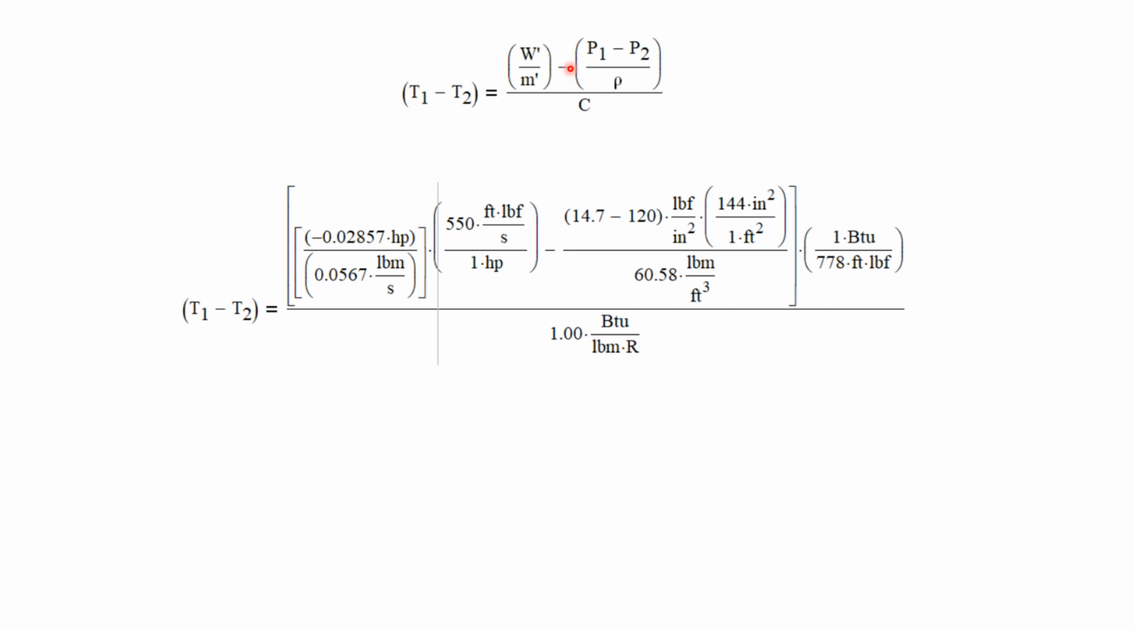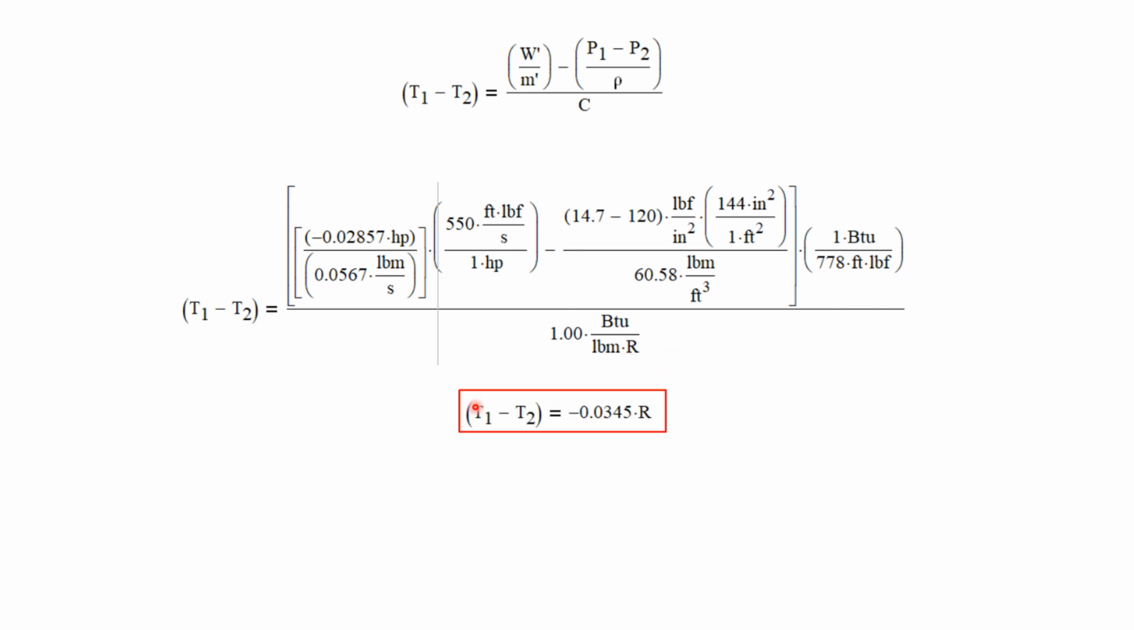Now we subtract from that term P1 minus P2 over rho. So P1 is 14.7 and P2 is 120, and that's pounds force per square inch. I'm going to convert that square inches to square feet. And then I'm going to divide by the density, which is 60.58 pounds mass per cubic foot. Now I'm going to multiply the entire numerator that we've written so far. I'm going to convert 778 foot-pounds force into a single BTU. Now we have to divide it by the specific heat, which is 1 BTU per pound mass degree R.